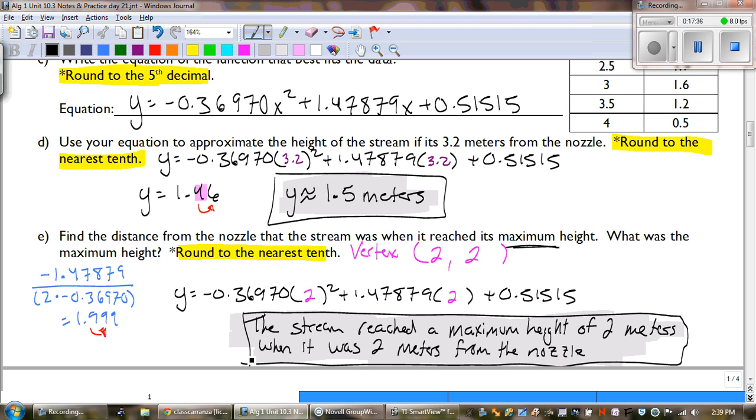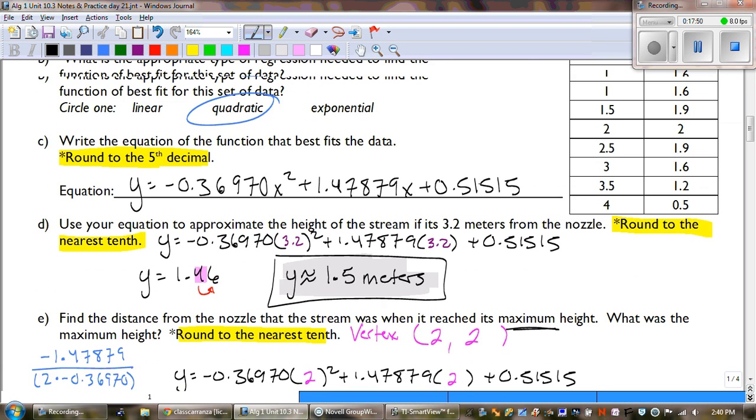So we only went through these first 2 problems in class. The next day, we're going to go through the back side of this, okay? So that's going to be it for Algebra Unit 10.3 Notes, Day 2.